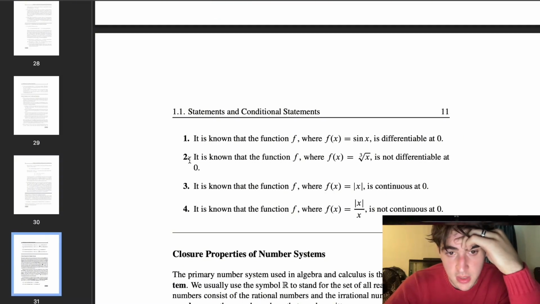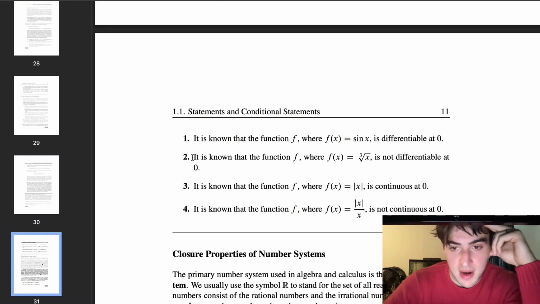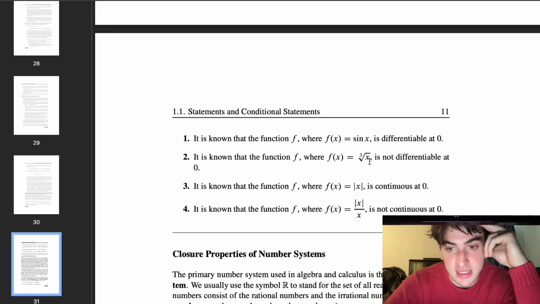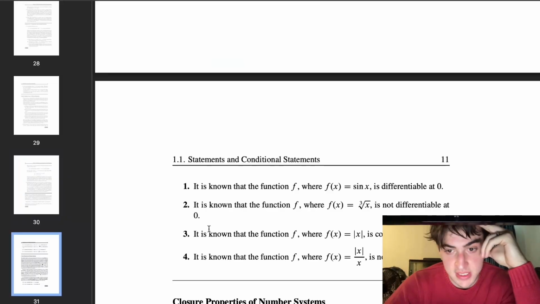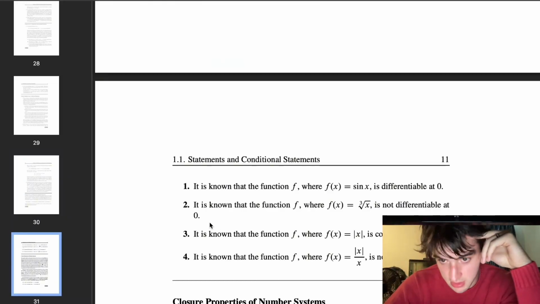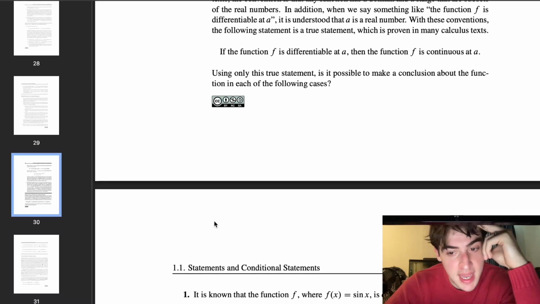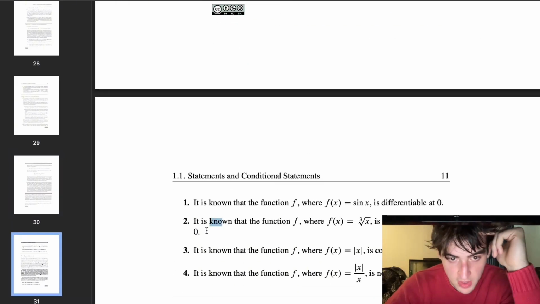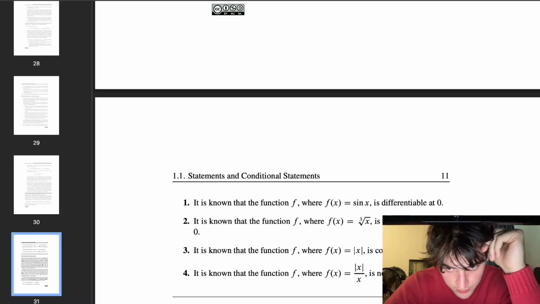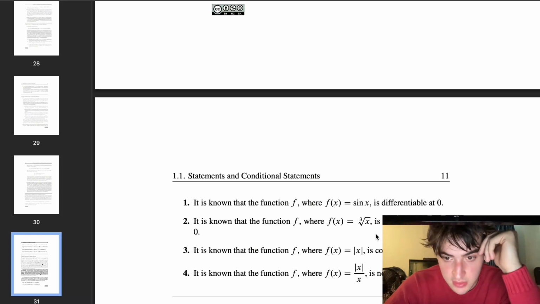2. It is known that the function f, where f of x equals cube root of x, is not differentiable at 0. So I would say, if I know that f of x equals cube root of x is not differentiable at 0, then it's not possible to make a conclusion about the continuity of the function because the hypotheses don't match. Not differentiable at 0. So I'm guessing.